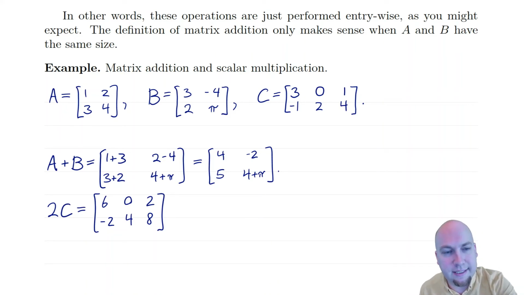3 times 2, well, that's 6. 0 times 2 is still 0. 1 times 2 is 2. And similarly for the bottom row, just multiply every entry by 2.